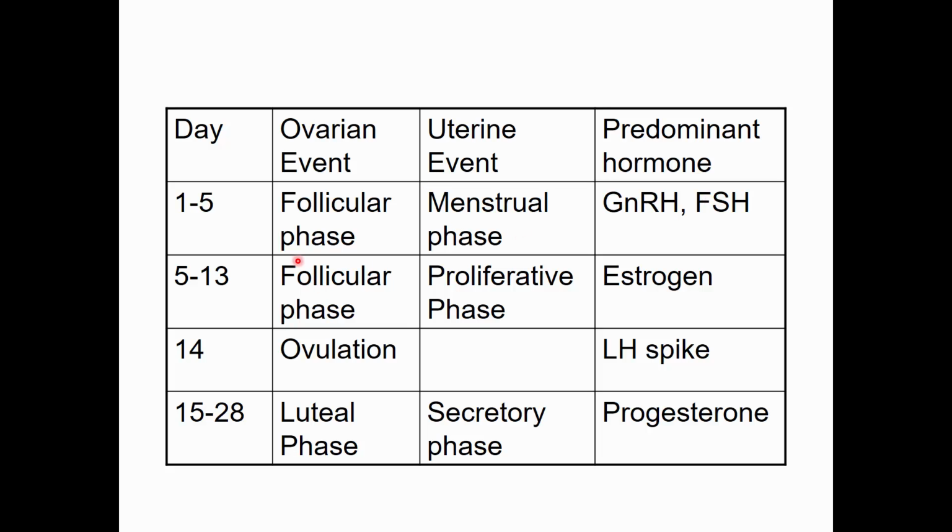FSH stimulates the follicles, so the follicles continue to grow, but now the endometrium proliferates under the influence of estrogen. Estrogen gets so high that on around day 14 we set off a positive feedback mechanism that leads to ovulation. And that ovulation occurs because of a large surge or a large spike in LH. LH then causes ovulation and causes the formation of the corpus luteum. So now we're in the luteal phase, and while the corpus luteum is producing progesterone, the endometrium is becoming a gland that stores glycogen, and we call this then the secretory phase.